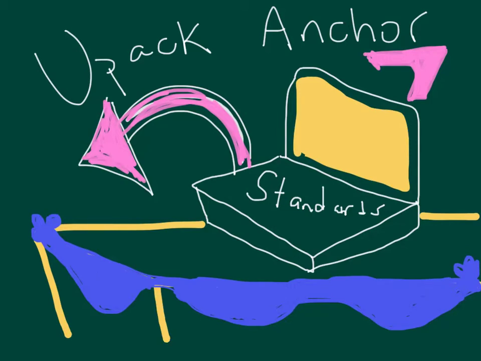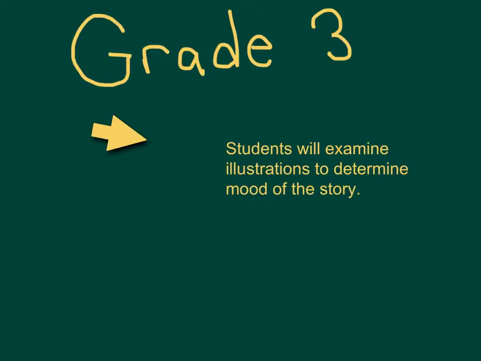I decided to unpack Anchor 7 in the ELA standards of the Common Core. Students will examine illustrations to determine mood of the story, specifically in How the Whale Got His Throat. How did Rudyard Kipling's illustrations that matched his story show that the whale was powerful? In that story, the whale slapped the sea with his tail and it made the sea froth up.